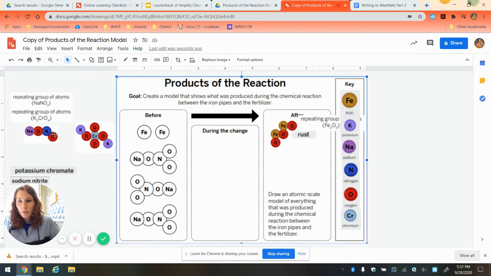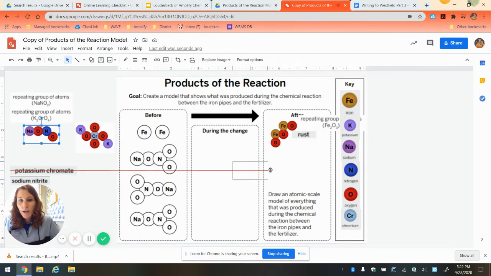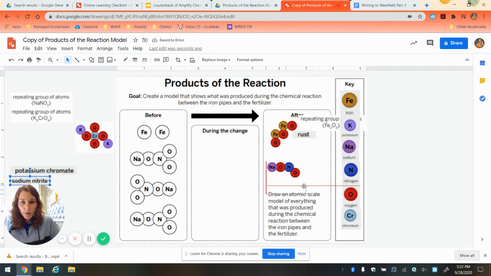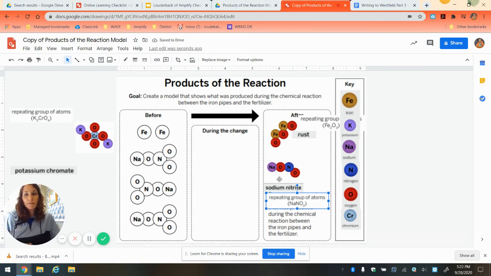Would it be the sodium nitrite or the potassium chromate? If I look closely at my before, I don't see any potassium and I do not see any chromium in my reactants, my before side. So that tells me, through my observations and what I know through my key concept that matter is not created or destroyed, atoms are rearranged from their product side, that the sodium nitrite is the mystery product that we are missing. So this right here, sodium nitrite, is the element that we are missing.